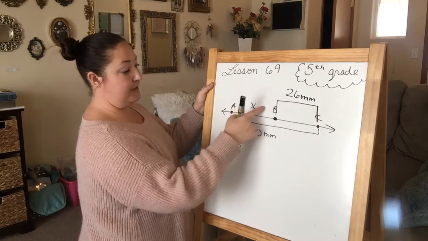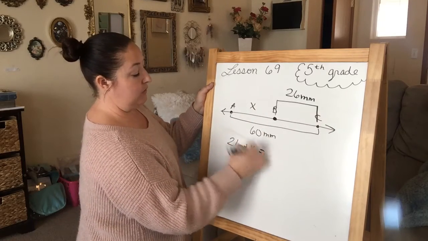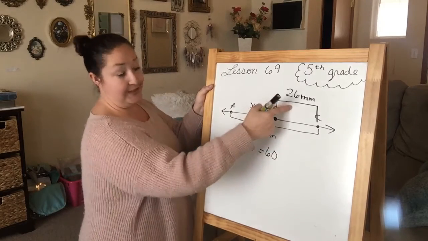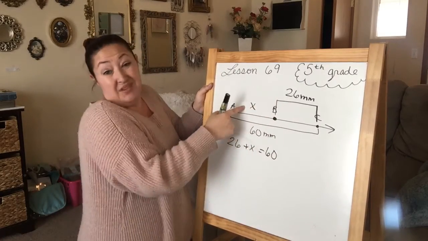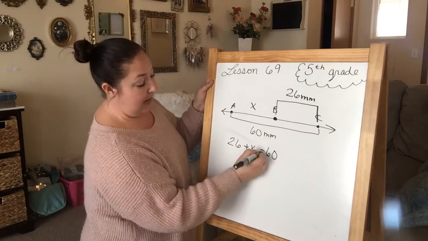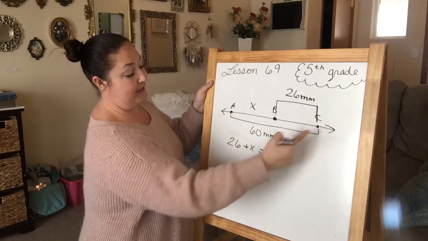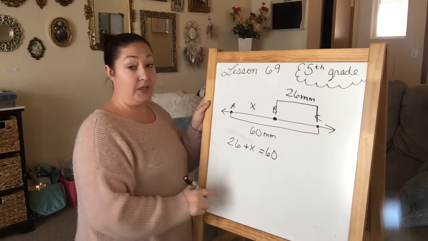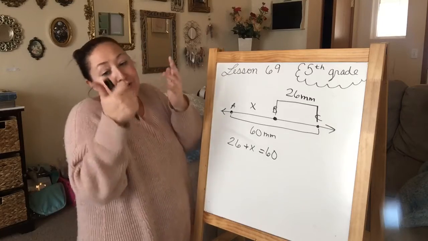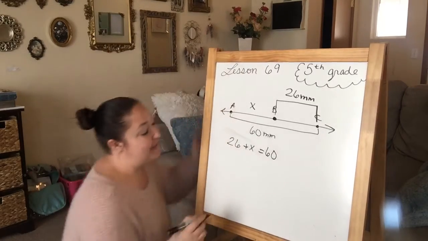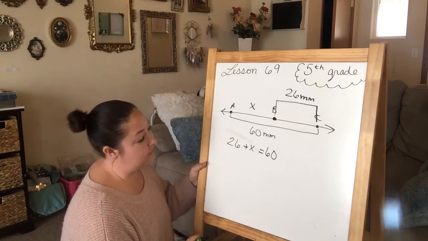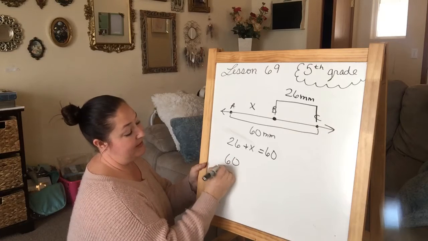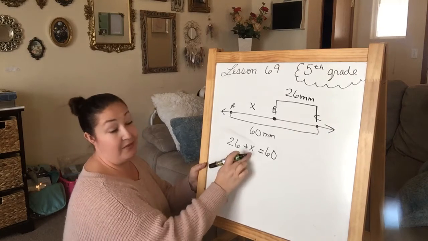26 plus x equals the whole thing, which equals 60. So that's the number I know, 26 millimeters. The number I don't know, I'm just going to put x, my favorite letter, equals the whole thing, AC, which is 60. So 26 plus what number equals 60? You could say 26, 27, 28, 29, 30, and keep counting. You could do that, but a quicker way would be, if it was me, I would say 60 minus 26 would give me the missing number.